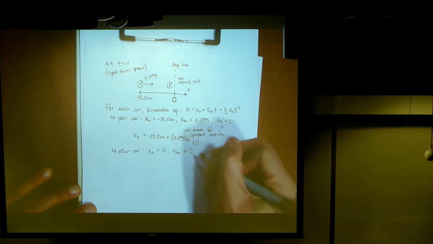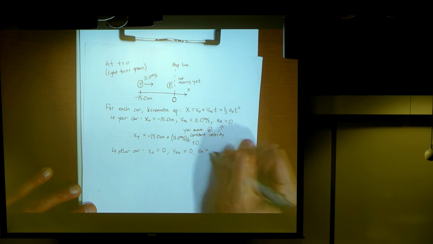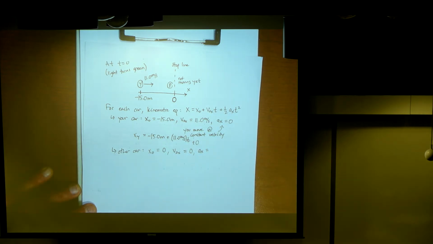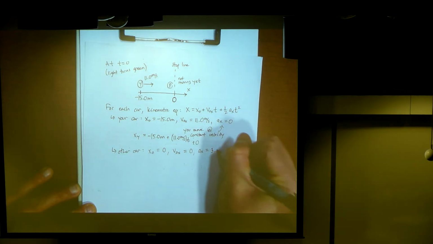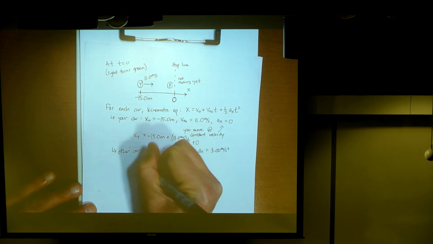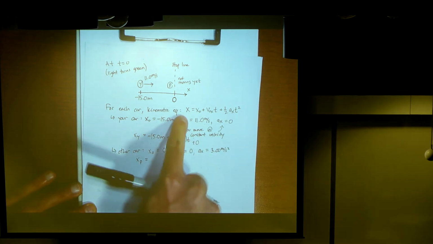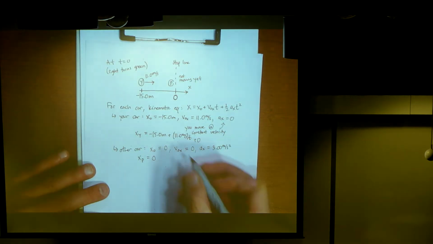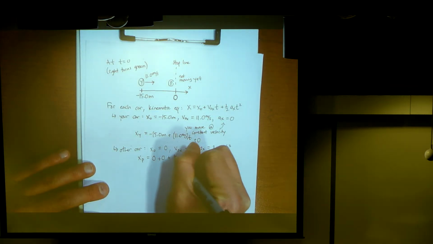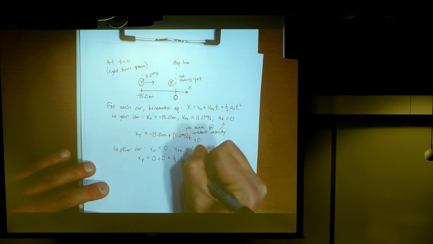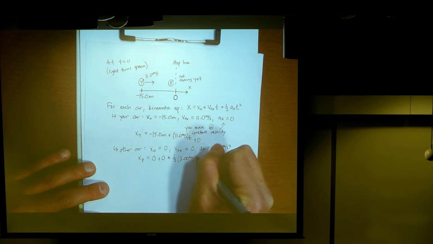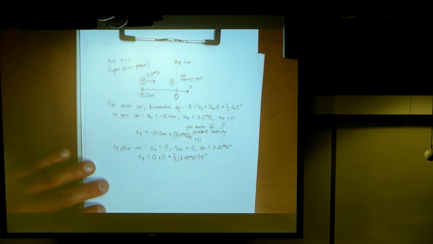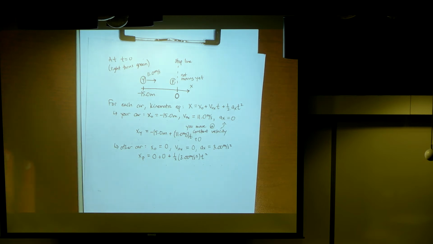And what about the acceleration? That's just what we're given, right? What was the value? 3 meters per second squared, yeah. So this means x_p, x naught is 0, v naught is also 0, and then we have a half, 3 meters per second squared, t squared. Okay, makes sense so far?